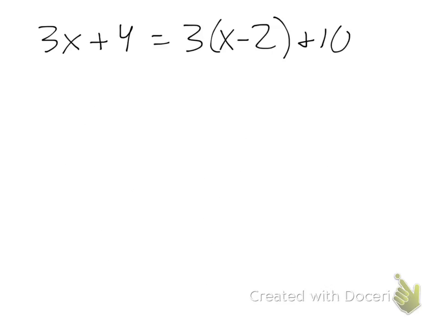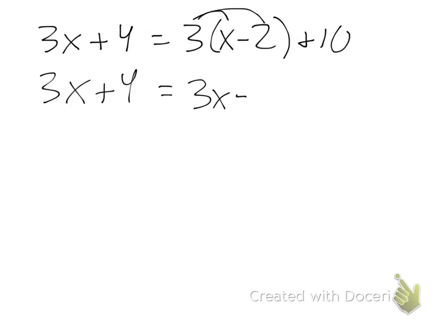Okay, so let's solve this one. And notice that the left-hand side is simplified for us. The right-hand side is not. So I'm going to take the left-hand side and bring it along for the ride. And I'm going to distribute, right? We use the distributive, so it's 3x minus 6 plus 10. Can I simplify this anymore?